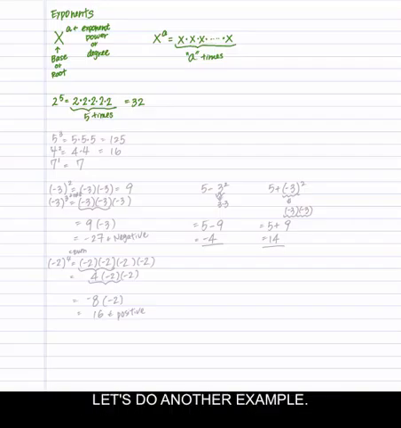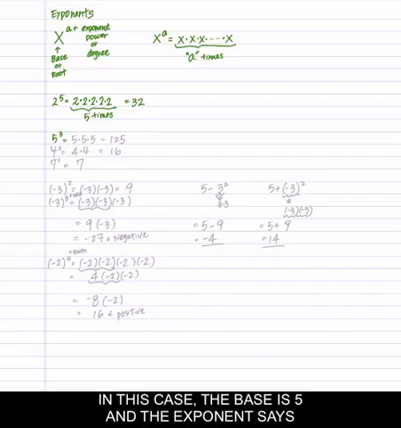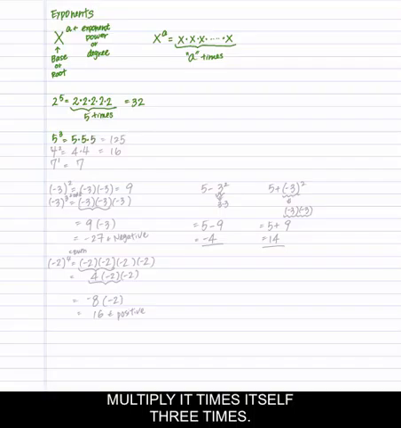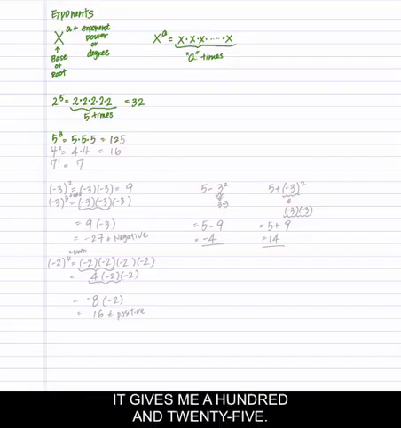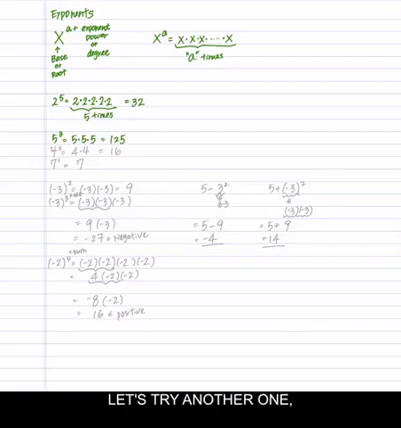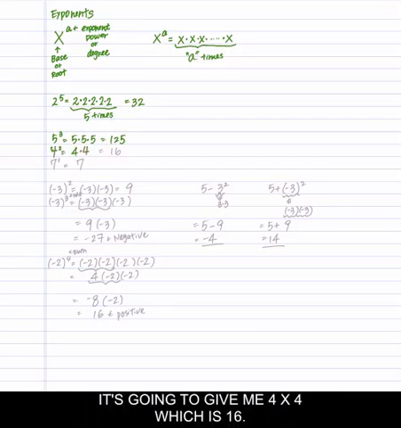Let's do another example. We'll say 5 to the 3rd power. In this case, the base is 5. And the exponent says multiply it times itself 3 times. And when I multiply that out, that gives me 125. Let's try another one. 4 to the 2nd power. Sometimes we say 4 squared. It's going to give me 4 times 4, which is 16.